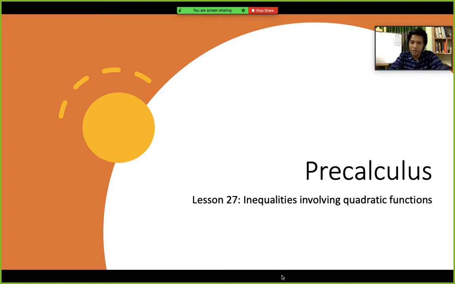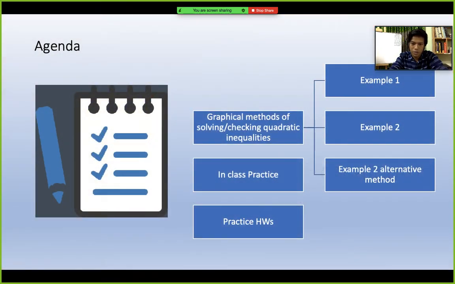This is about inequalities involving quadratic functions, section 3.5 from our book. So let's look at our agenda. We will be checking graphical methods and algebraic solutions, and we'll also look at inequalities. We have two examples with alternative methods also. Then we have in-class practice and practice homework. So this is our setup for today's class.